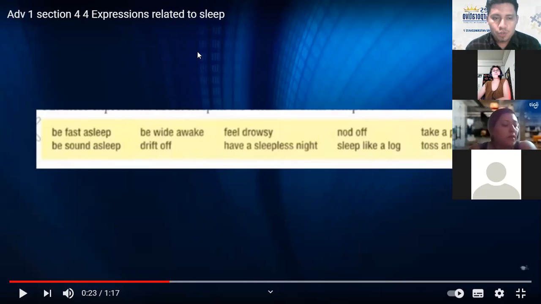So what are we going to do with this? We're going to do a role play, a dialogue that we're going to be developing tonight, in pairs. You are going to use some of these expressions related to sleep, and if you find any other one, you can use it too. I'm going to create the pairs here in the breakout rooms, and you're going to work on it.